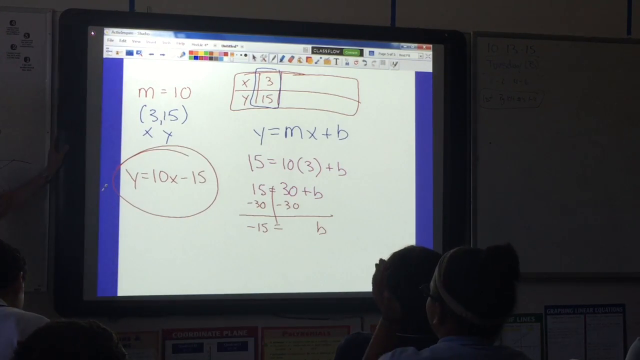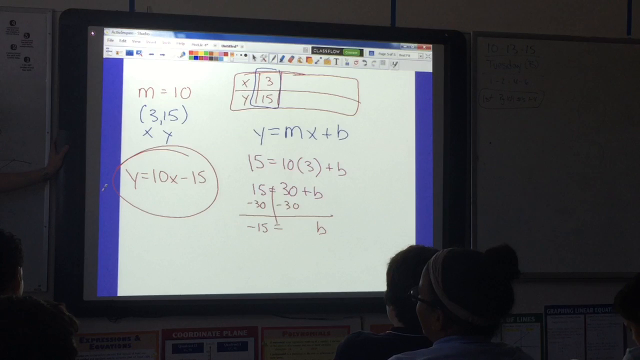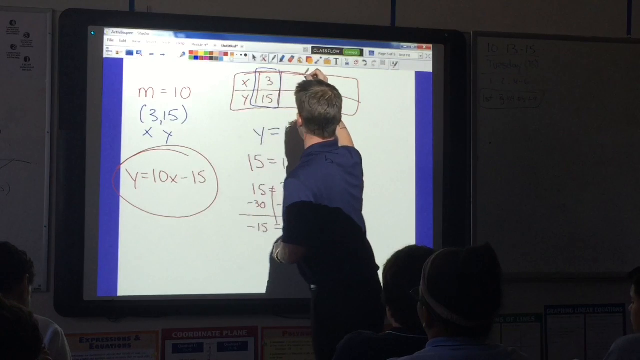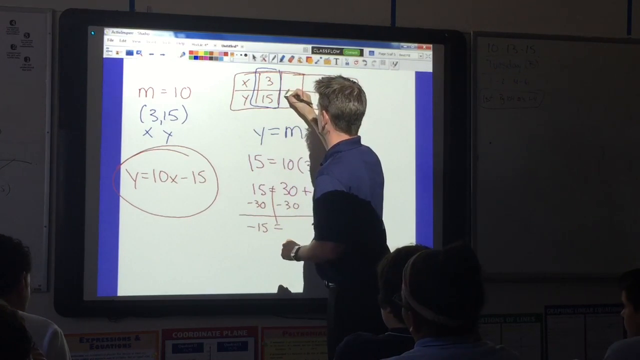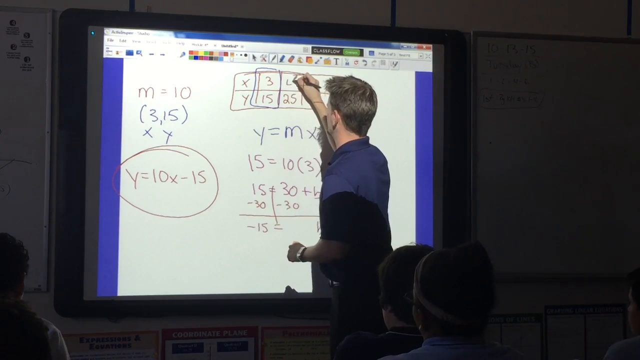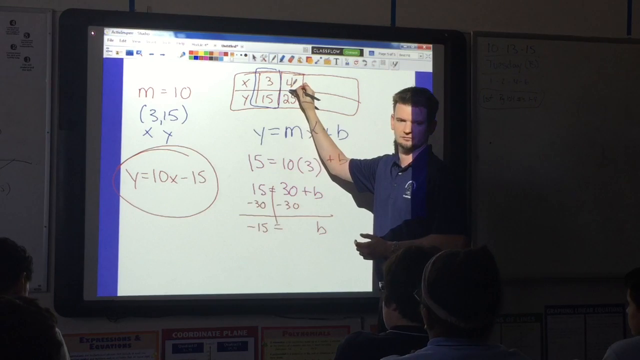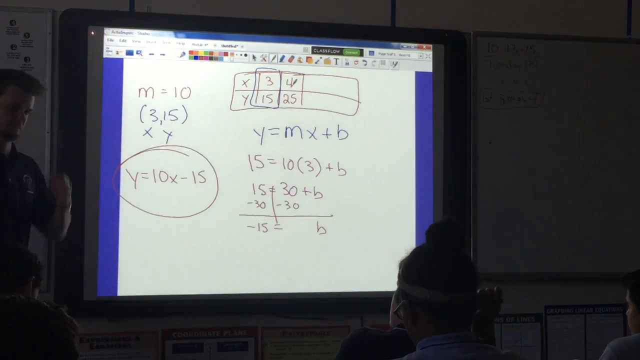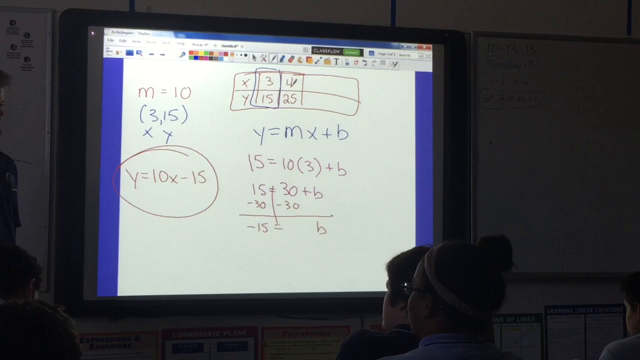Okay. What's your question? How'd you get 10? I made it up. I just made up a random slope. If I wanted to guarantee that my slope here was 10, we could say that this is 25 and this is 4. And you can use any coordinate pair.